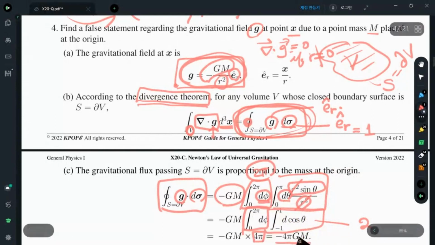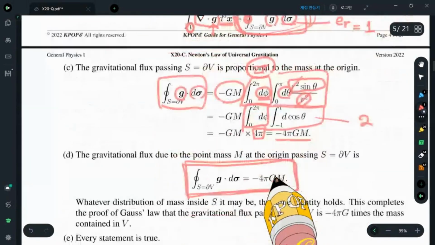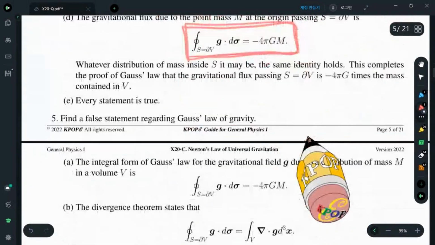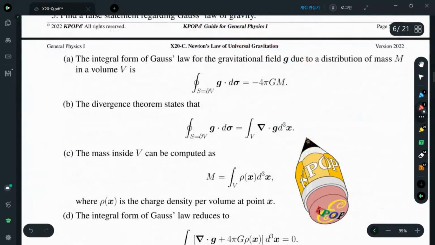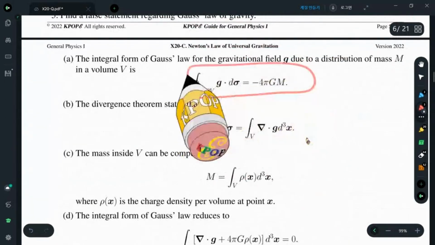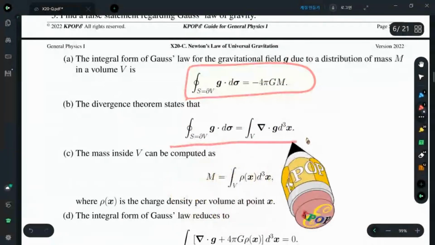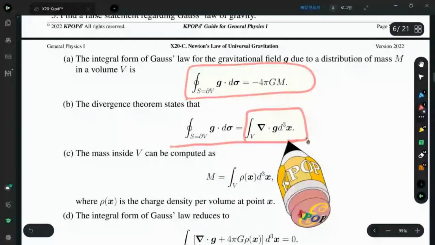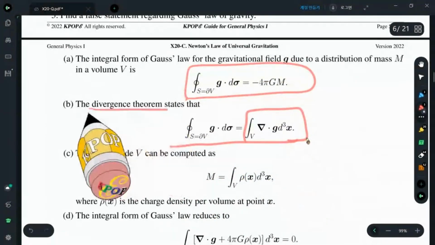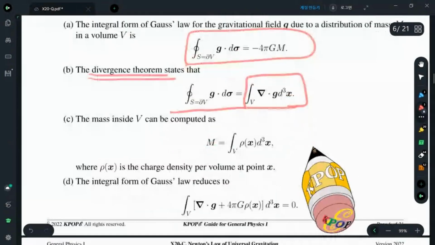Now we have arrived at a very important situation. The surface integral is identical to the volume integral of the divergence because of the divergence theorem. Now, let's see.